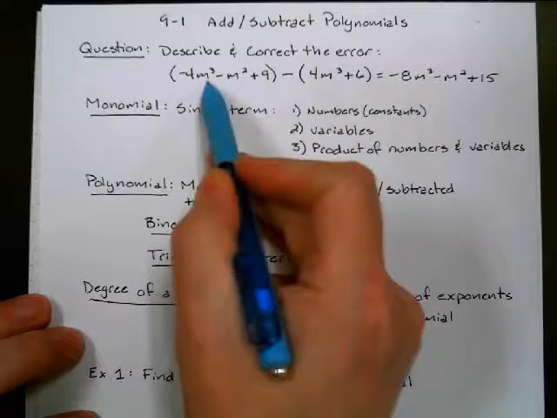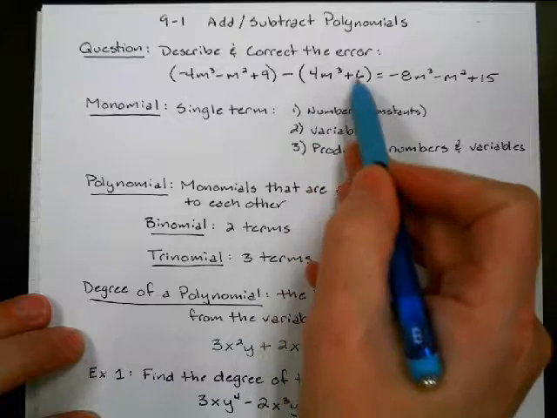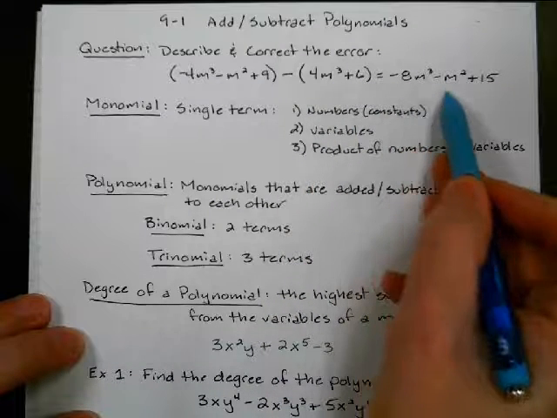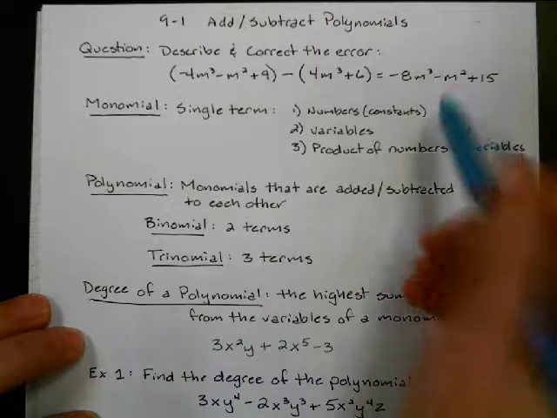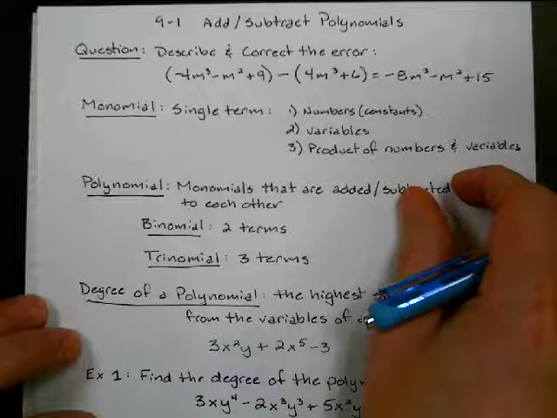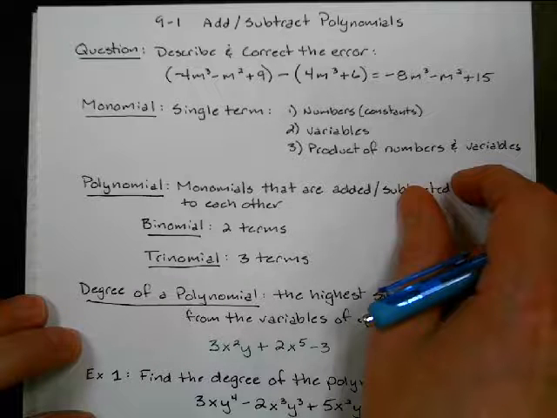So I've got negative 4m to the third minus m squared plus 9, and I'm going to subtract 4m to the third plus 6. And I think the answer should be negative 8m to the third minus m squared plus 15. That is wrong. That's not the right answer. So what is the error that was made, and what would we do to correct it?